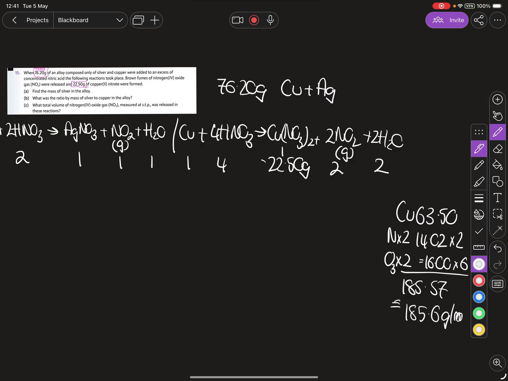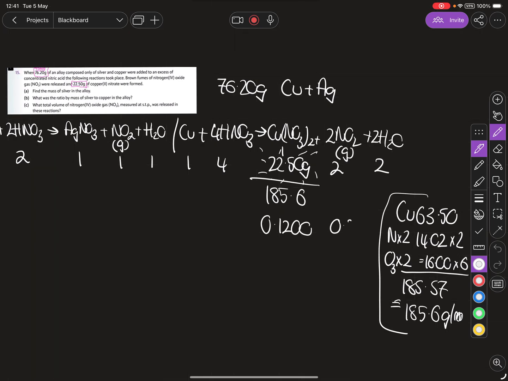So we said this up here is my way in. So I'm going to divide it by its molar mass. And when I do that, I am going to get 0.1200 moles. So the normal thing we do is we rewrite our moles as our ratio. So that will be 0.48 and this will be 0.12.